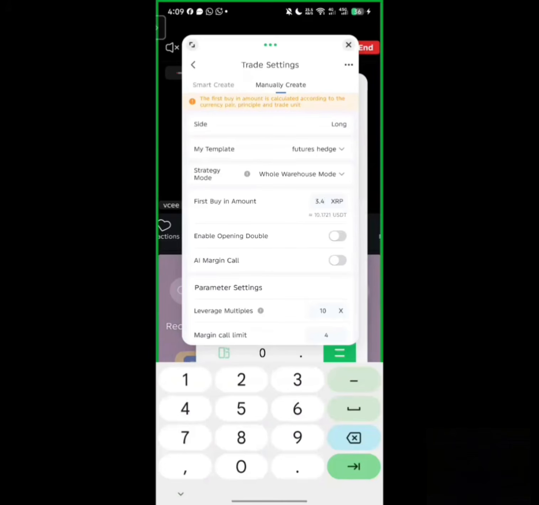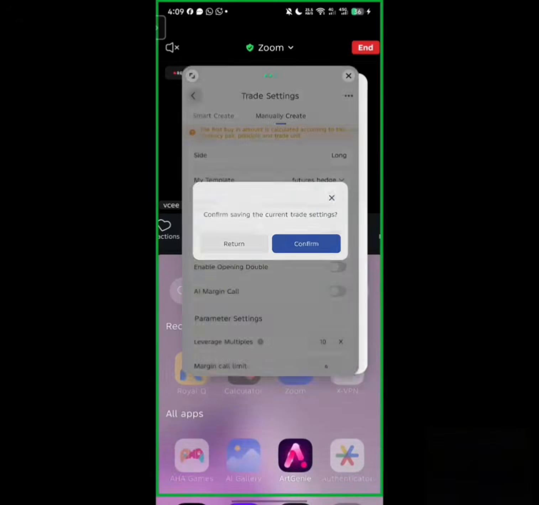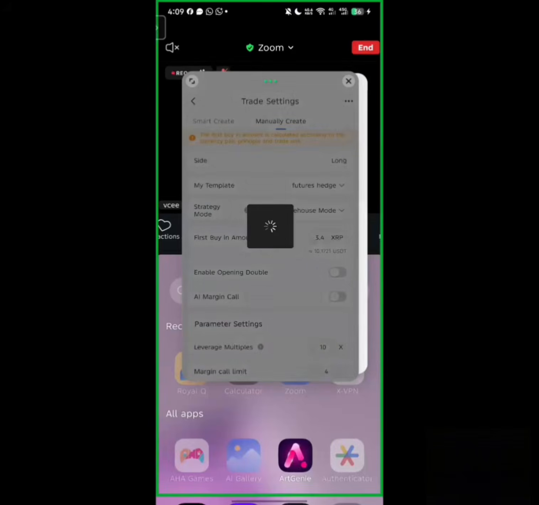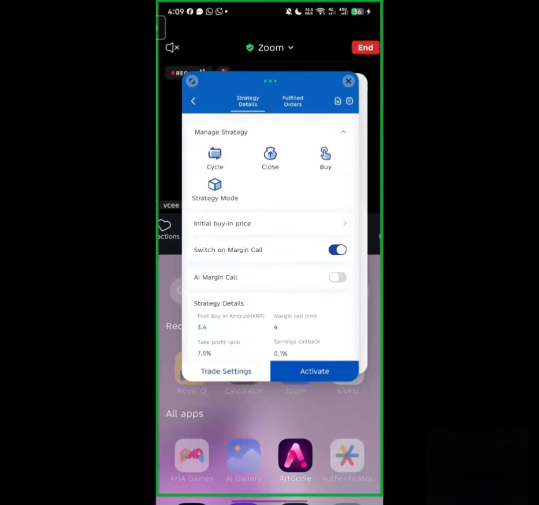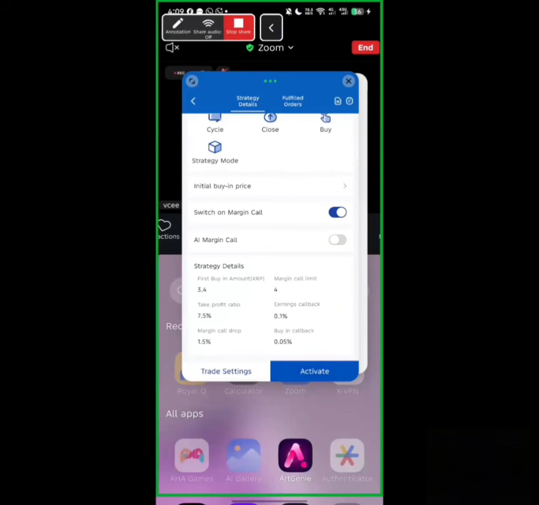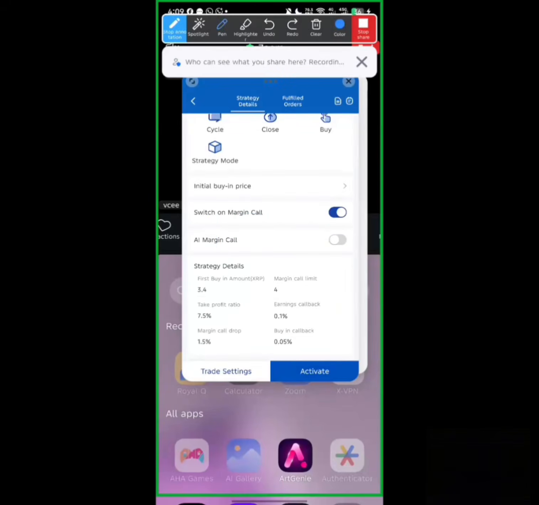So yes, we are confirming that 3.4 pieces. The reason why I had to explain this, I was trying to confirm to you that 3.4 pieces of XRP is equal to $10.